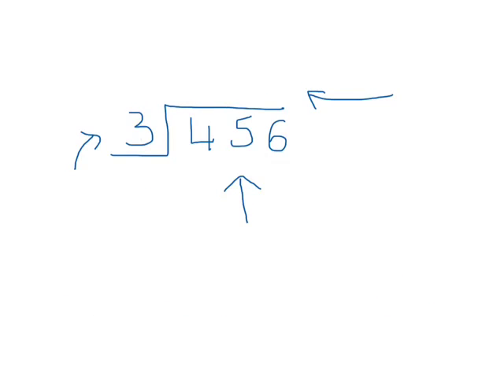Words we use to do with maths. If we start with a division, and the question is, what is 456 divided by 3? Let's just work that out first. 3 goes into 4 one time, remainder 1. 3 goes into 15 5 times, 3 goes into 6 2 times.